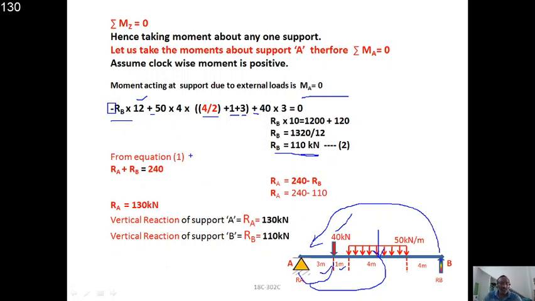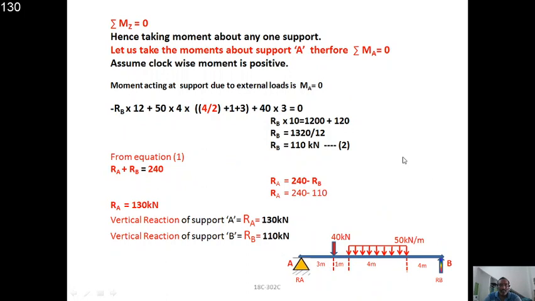You know from equation 1, RA plus RB equals 240. Then substitute the RB value in the RA plus RB equal to 240 equation. You can obtain RA as 130 kilonewtons, right? So this is the calculation procedure for the UDL, right?